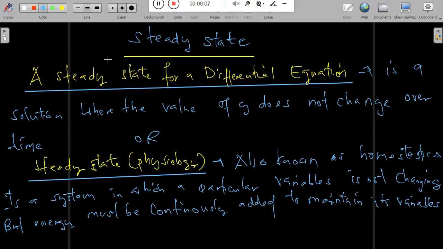I'm going to take you through how we can calculate the steady state level. This is a concept in calculus, in mathematics, and we are not basing it here on macroeconomics. A steady state for a differential equation is a solution where the value of y does not change over time. In physiology, the steady state is also known as homeostasis, a system in which a particular variable is not changing, but energy must be continuously added to maintain it.